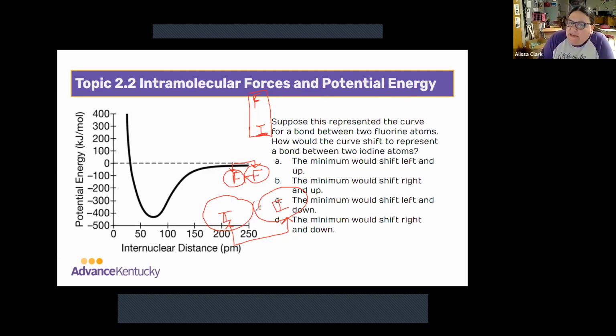As the atoms get larger, their outermost energy levels, which is where bonding occurs when those overlap, are going to be farther from the nucleus. And so the distance between the 2 bonded nuclei is going to be greater. And so therefore this minimum is going to shift to the right because bigger atoms are going to have longer bonds.